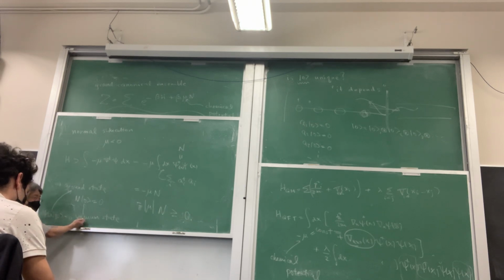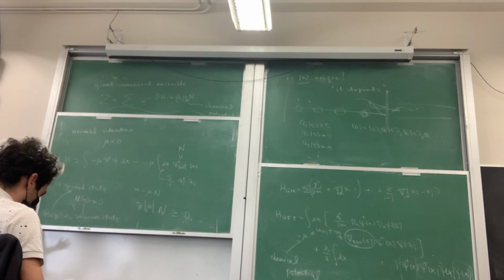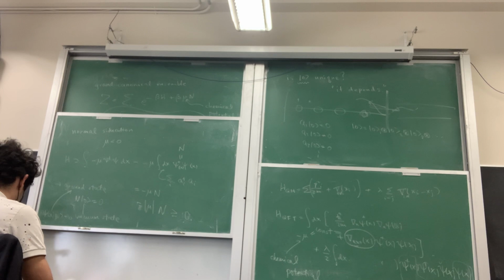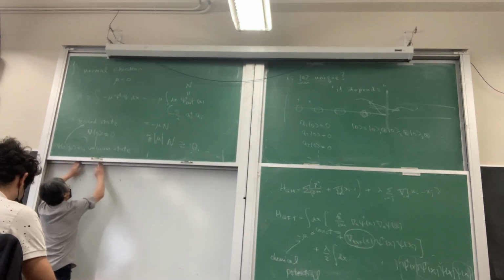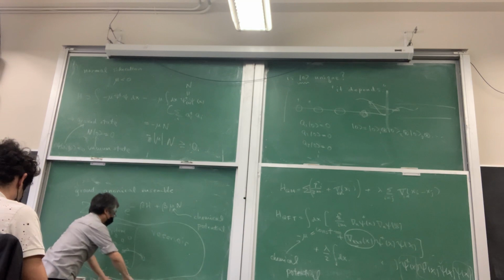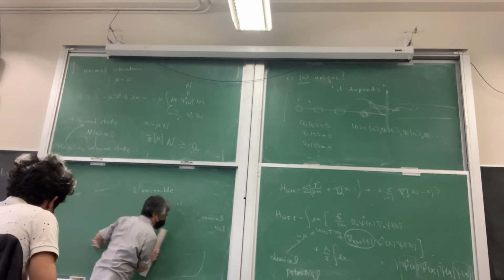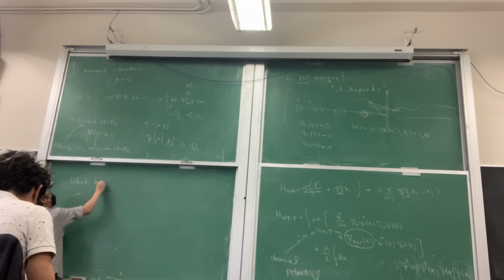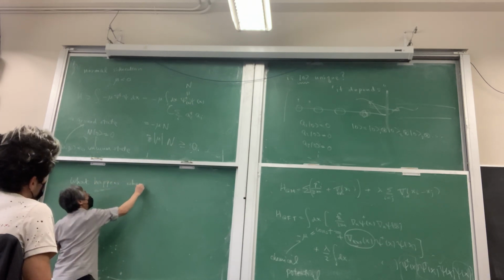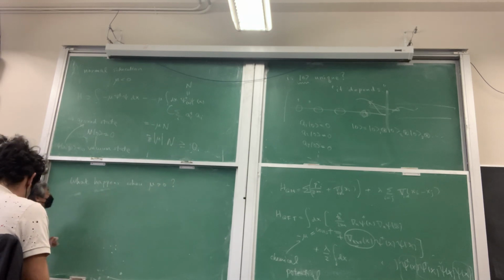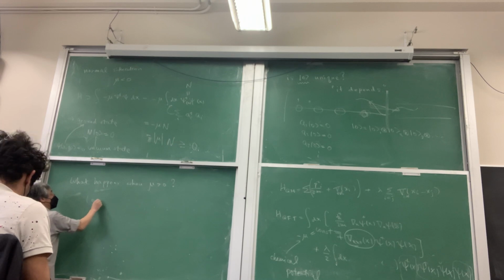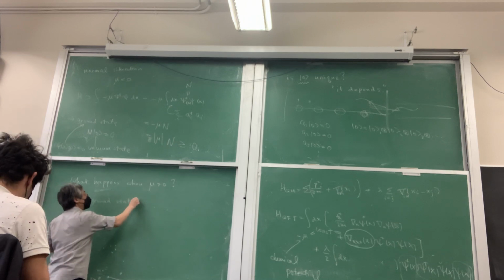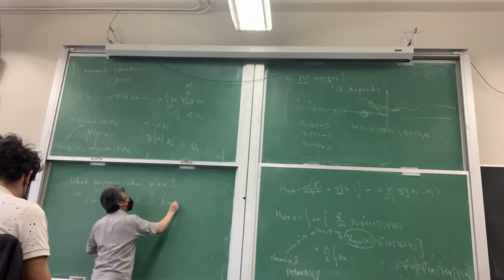So the only interesting thing happens to this system when the chemical potential is actually positive. Then something different would happen. The vacuum state may no longer be the ground state of the system. Then we have to think about that. What happens in that case? In particular, is the ground state the same as the vacuum state?